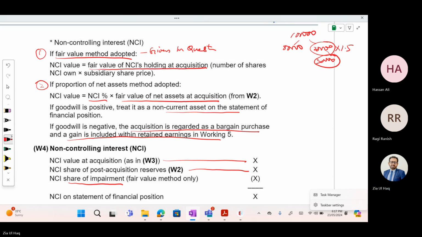If non-controlling interest figure is calculated on the fair value method, then we need to deduct the impairment share from the non-controlling interest calculation. If we have calculated non-controlling interest using this method, then any impairment of goodwill will also be deducted from group retained earning and non-controlling interest.